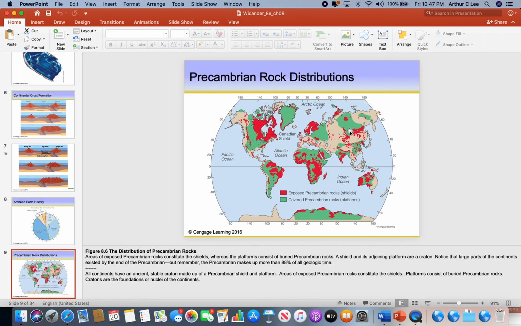The green areas are called platforms. And those are places where you have Precambrian rocks, once again, rocks older than 542 million years old, but they are underground. They are covered by younger rocks. The orogenic belts, the light brown areas, are places where there are no Precambrian rocks. So another way of saying it is these places in light brown did not exist during the Precambrian, did not exist before 542 million years ago.